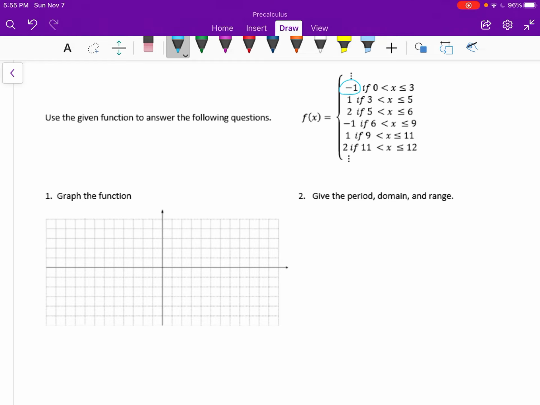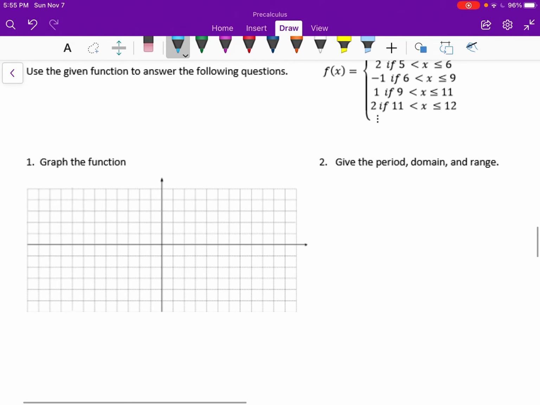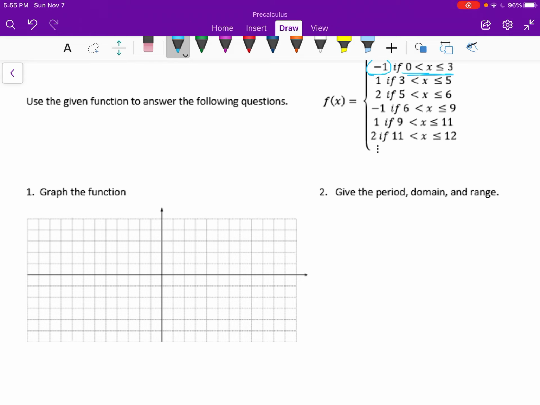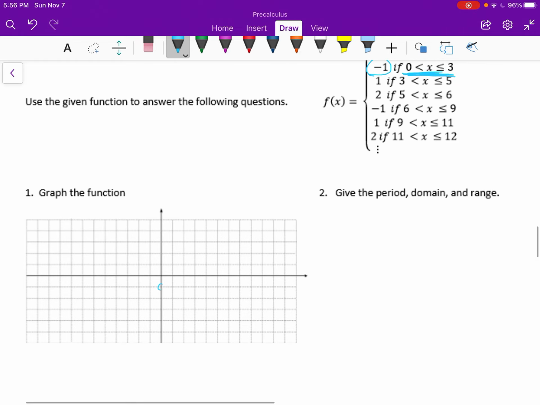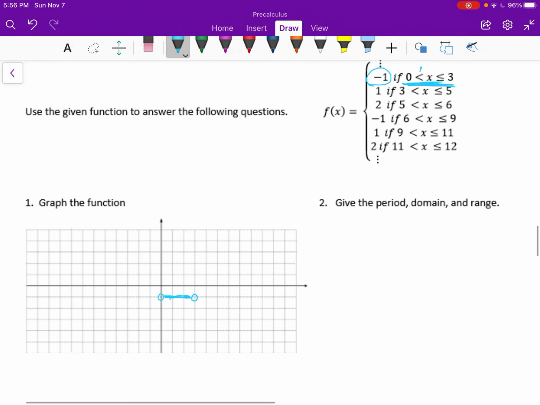So f of x equals -1 between 0 and 3. So on our graph, between 0 and 3, we want our graph to be -1. I'm going to put a circle on each side of that. So at 0 and 3, I want to look at to see what I want to do with that circle. Looks like on the left side, I want to leave the circle open, and on the right side, the circle should be closed.